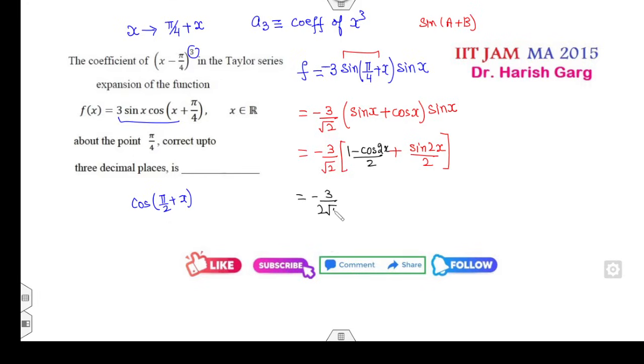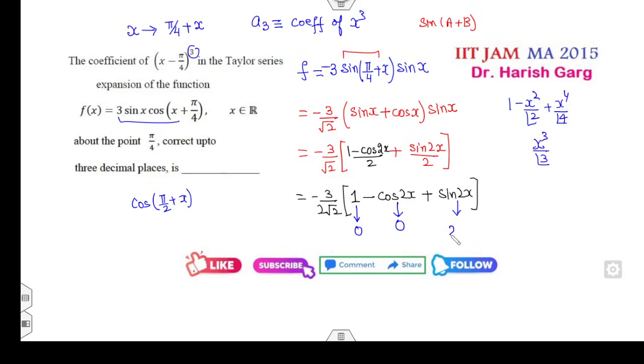Now your target is to write the coefficient of x cube. Let's see where you will get x cube. Will you get the coefficient of x cube in this quantity? In cos, x cube never comes. So here the coefficient is 0. You will get it in the sine term. What is the coefficient in sine? So that will be 2. This term will be 2x cube divided by 3 factorial. So the coefficient will be, so your answer is minus 3 over 2 root 2 outside.